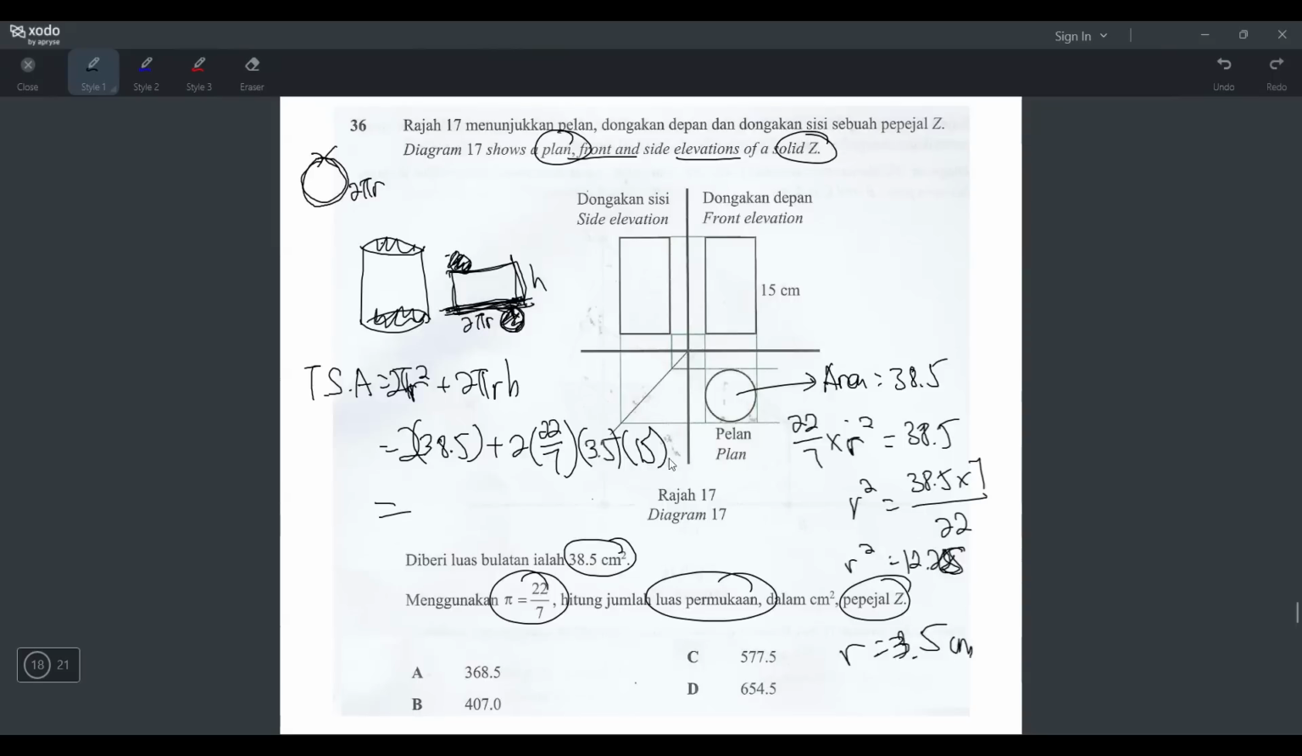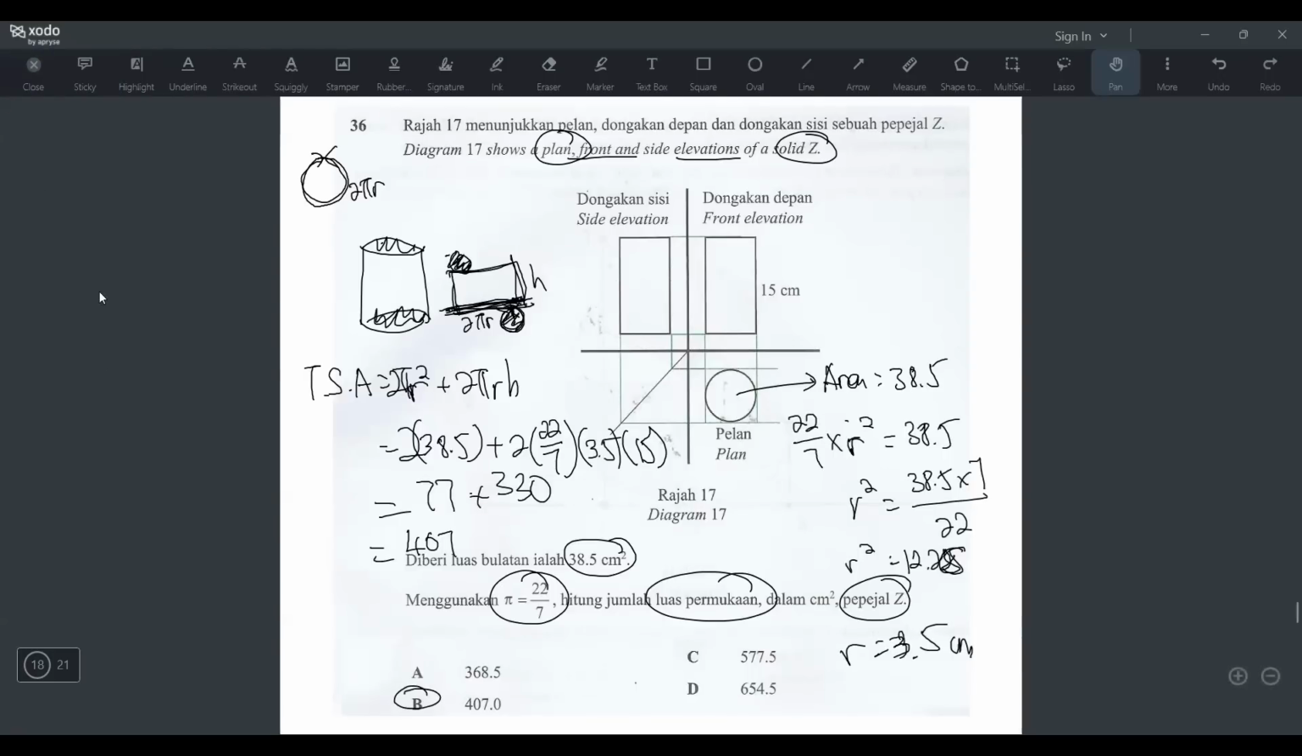So this is 3.5. Now you can press this whole thing in your calculator. Okay, but I will press one by one. I will press 2 times 38.5 first. Okay, you understand, right? Why I have to times 2? Because got two circle for cylinder. And then this one is the area of rectangle. Okay. So 2 times 22 times 3.5 times 15 divide 7. Okay, 330. So what happens when you take 330 plus 77? I think you will get what you get? 3 plus 7, 4, 0, 7. Yeah. So the answer is B. So 36, jawapan dia. Okay, sudah siap.